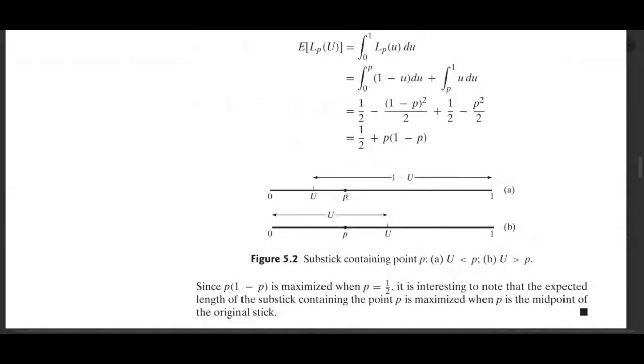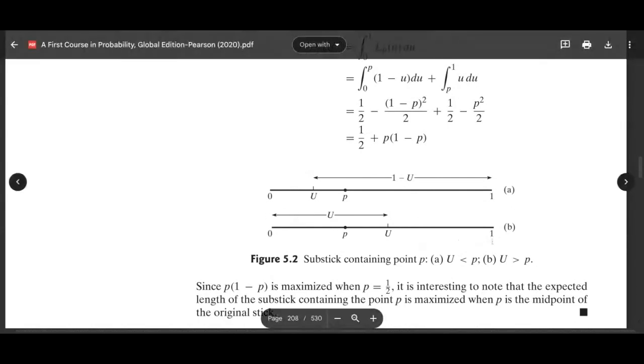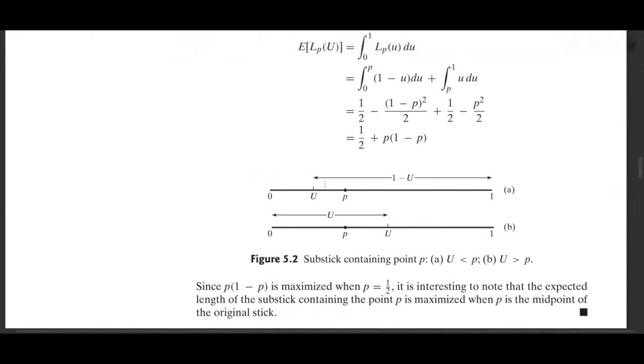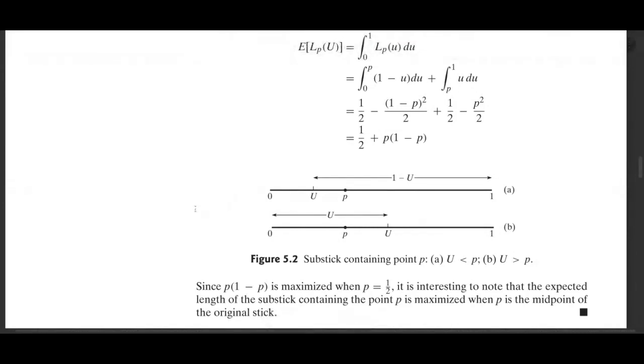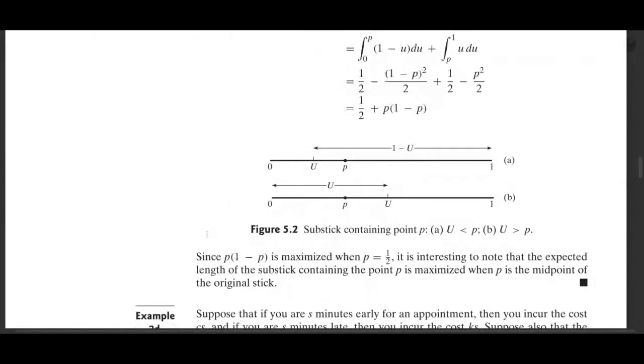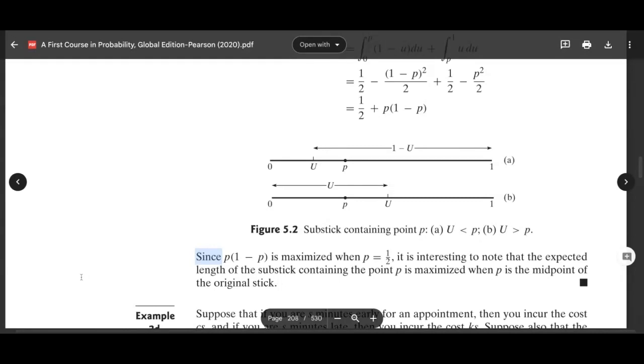So let's see this. This is p, this is u. If u is greater than p, we have this part. If u is less than p, we have this 1 minus u. So a little remark: since p times 1 minus p is maximized when p equals a half, it's interesting to note that the expected length of the substick containing the point p is maximized when p is the midpoint of the original stick. Anyone has any questions?